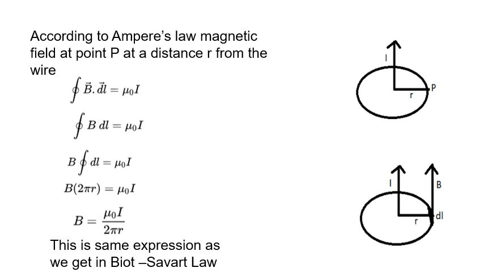Taking B out of the integral, B times closed integral of dl equals mu naught I, and when we integrate dl over the entire path, it gives 2 pi r. So B times 2 pi r equals mu naught I. This gives the magnetic field B equals mu naught I upon 2 pi r. That means the magnetic field due to a long straight wire by Ampere's circuital law is mu naught I upon 2 pi r, and it is the same expression as we get from the Biot-Savart law.